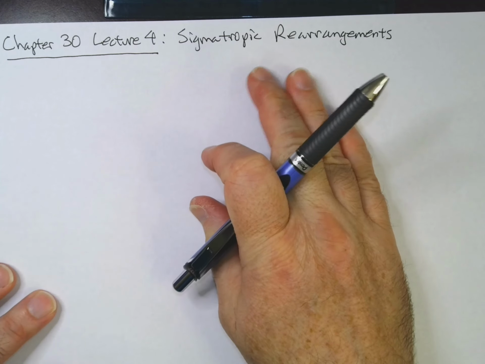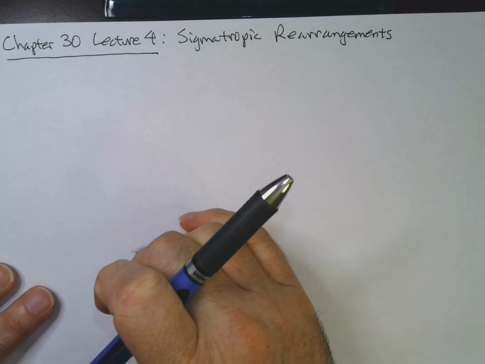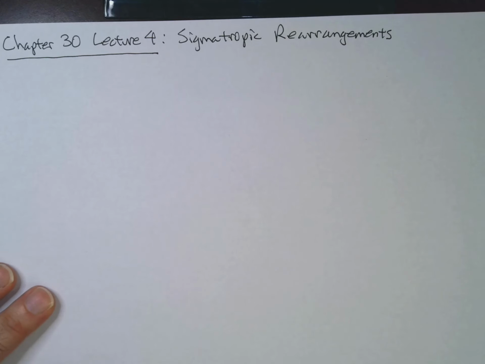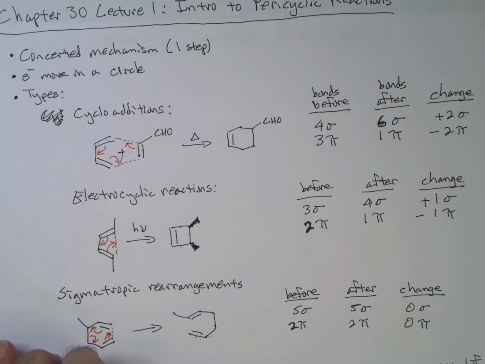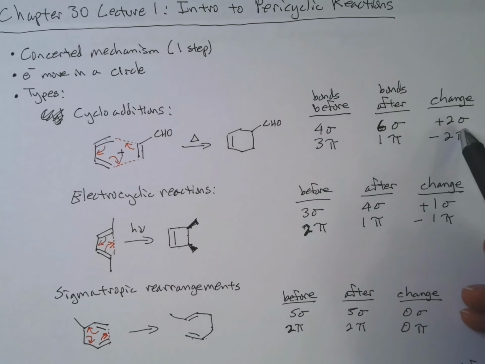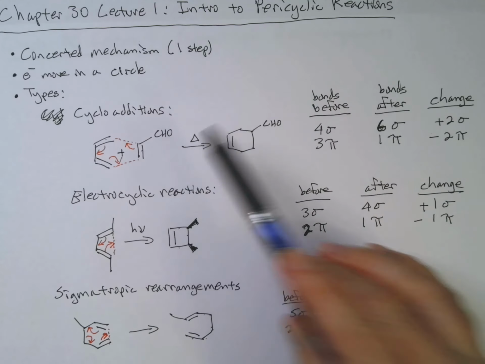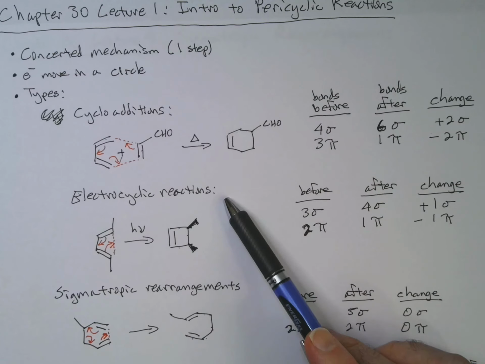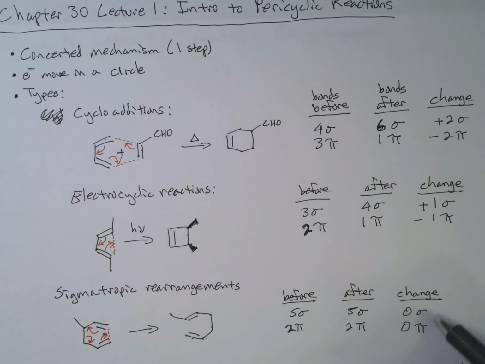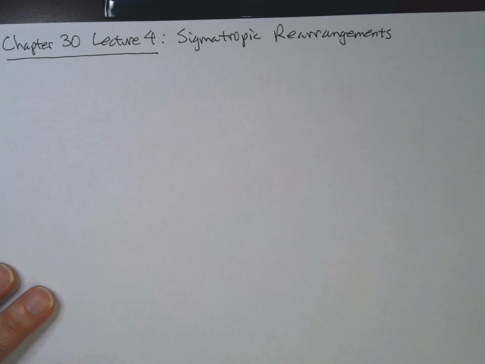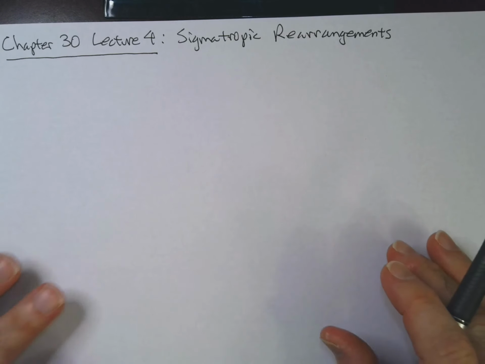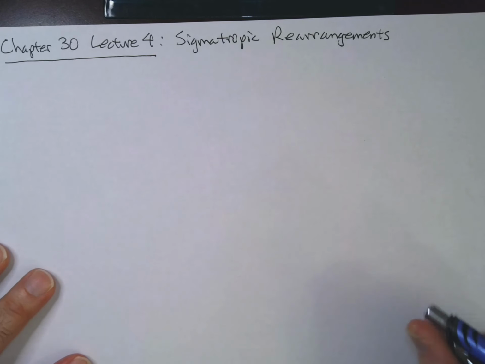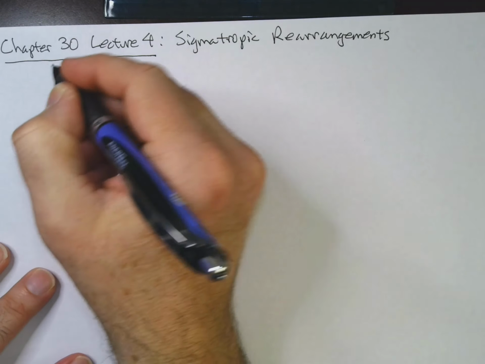So what do I want you to know about sigmatropic rearrangements? Well, I want you to be able to identify them. Remember, way back when, in lecture 1, we saw that there was a change of gaining 2 sigma bonds and losing 2 pi bonds for cycloadditions, gaining 1 sigma bond and losing 1 pi bond for electrocyclic reactions, and no change in the number of sigma or pi bonds for sigmatropic rearrangements. So I do want you to be able to recognize sigmatropic rearrangements. So let's look at a few examples.